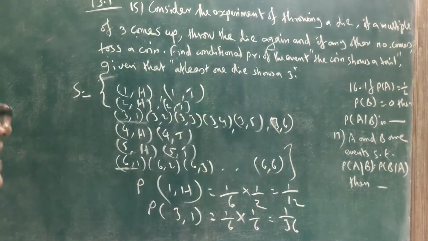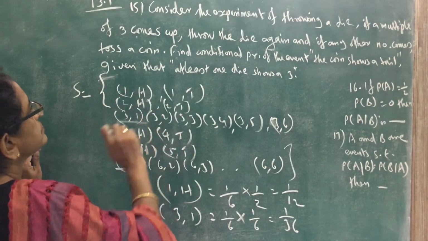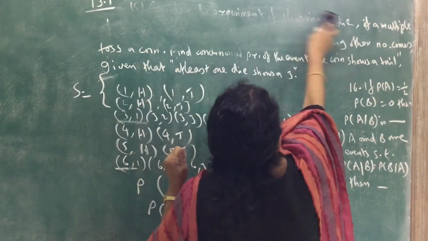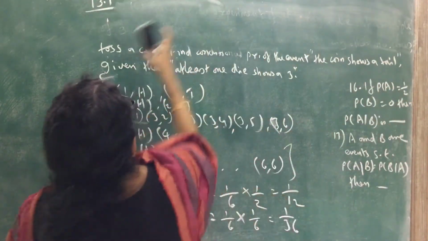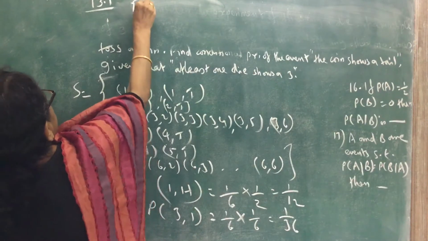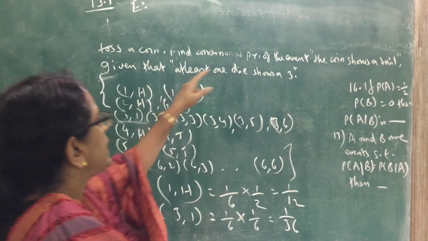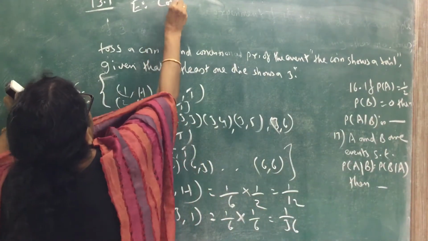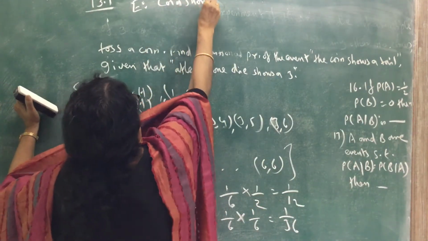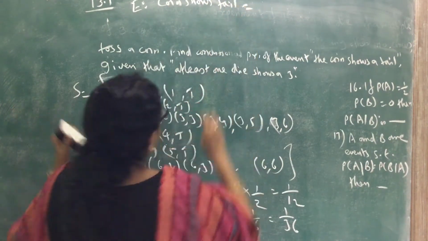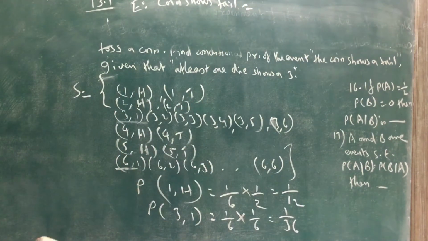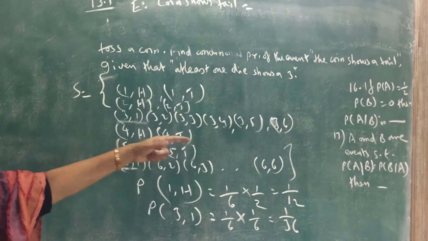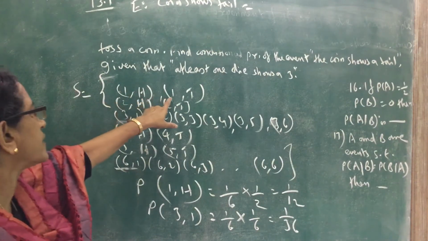Now we have to consider E. What is E? E is the event. Probability of which event do we want to find? Probability of the event: the coin shows tail. So what is that event? Coin shows tail. See here, in the sample space, select the elements where the coin shows tail. Here the coin shows tail.